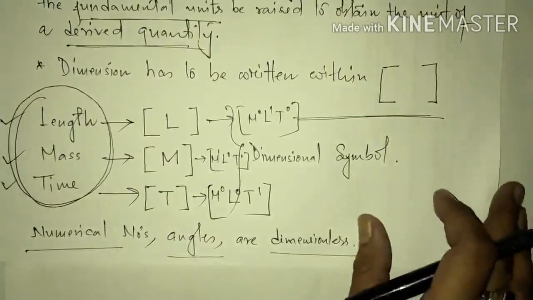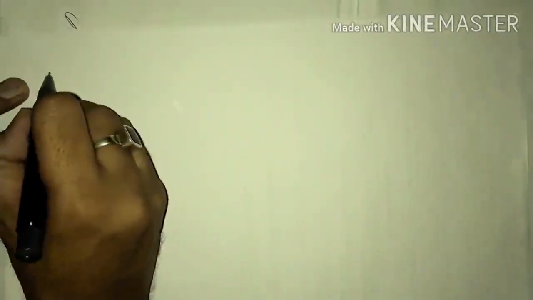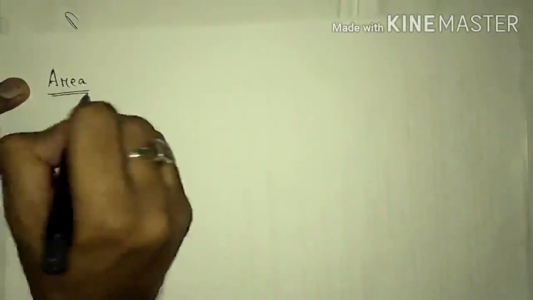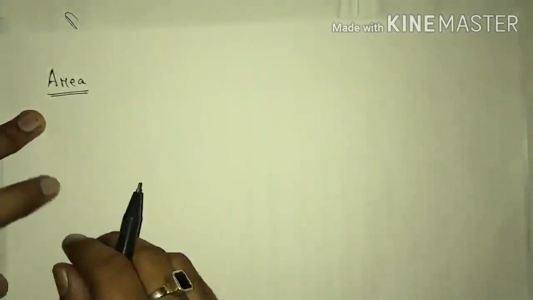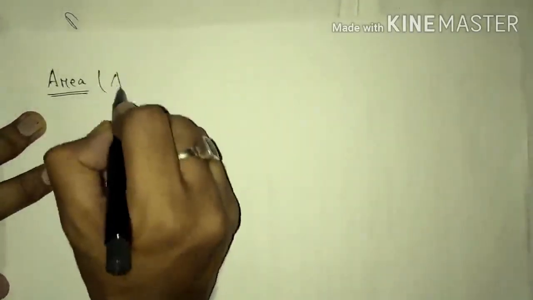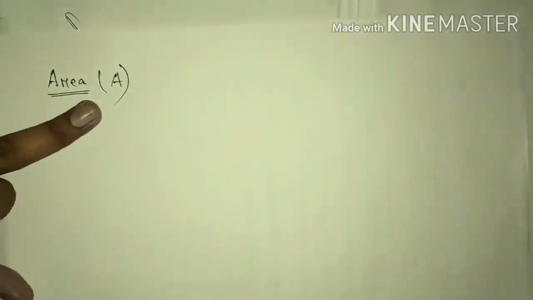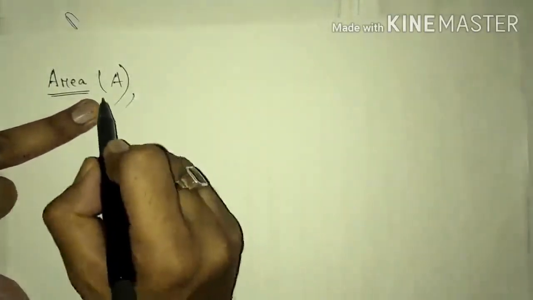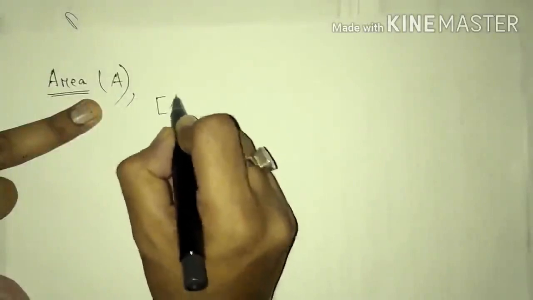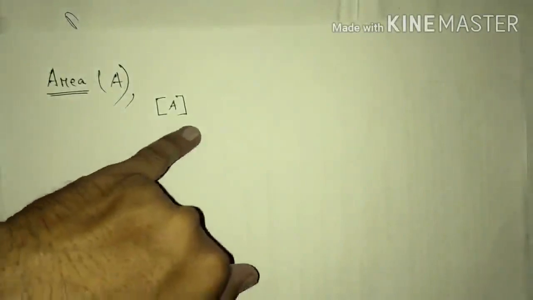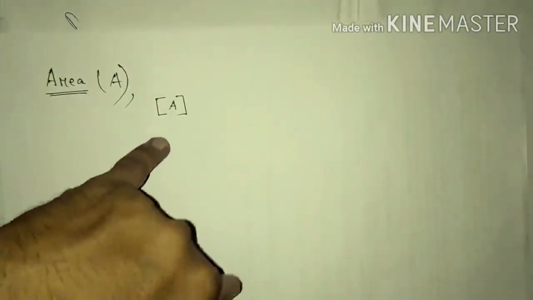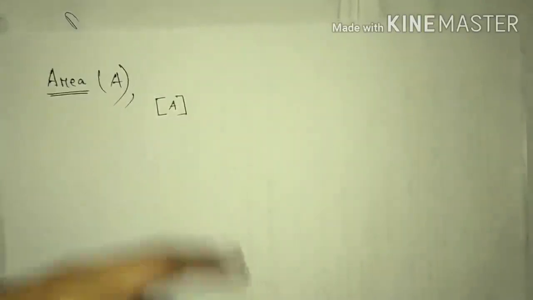Now let us just find the dimension of 2-3 quantities. Let us see the dimension of area. Area of any particular thing, no problem. But area, in general, we are talking about area. So say the symbol of area is A. When I intend to represent the dimension of area, I have to write like this. The moment I write A within third bracket, it automatically implies that I am representing the dimension of area.